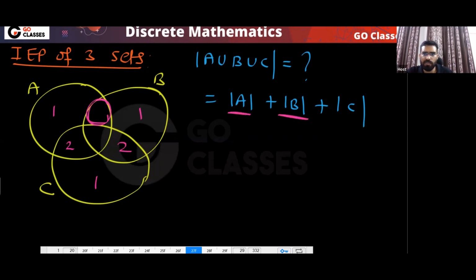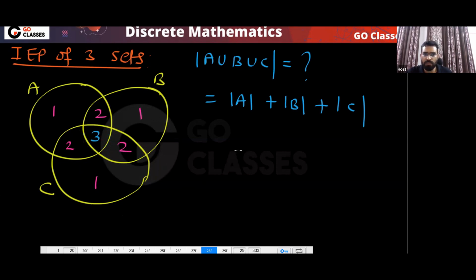This area I have counted in B also. So again, this area I have counted two times. And how many times have I counted this area? This area I have counted in A also, B also, C also. So this area has been counted a total of three times.